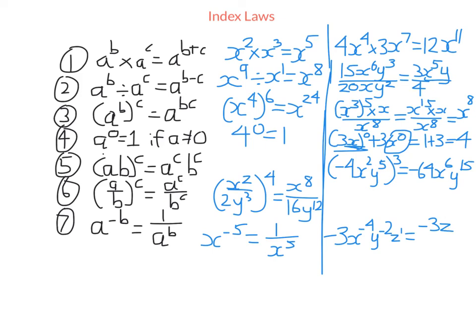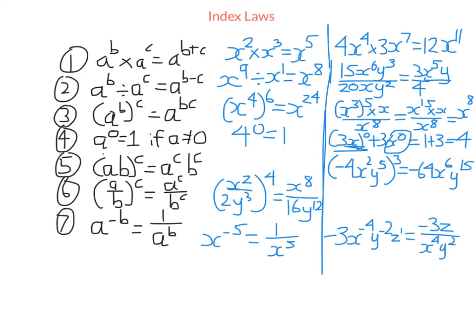So positive powers on top, and what goes on the bottom? The negative powers, but I change their powers to positive. So x to the power of positive 4, y to the power of positive 2. The two negative powers went to the bottom, and I changed their powers to positive. Everything else went on top.